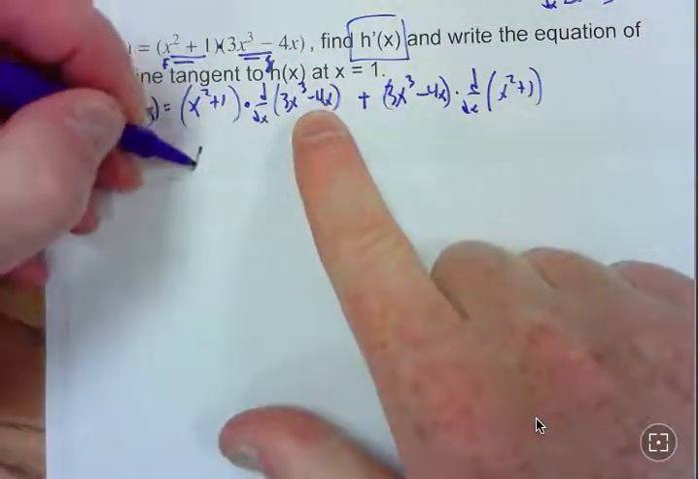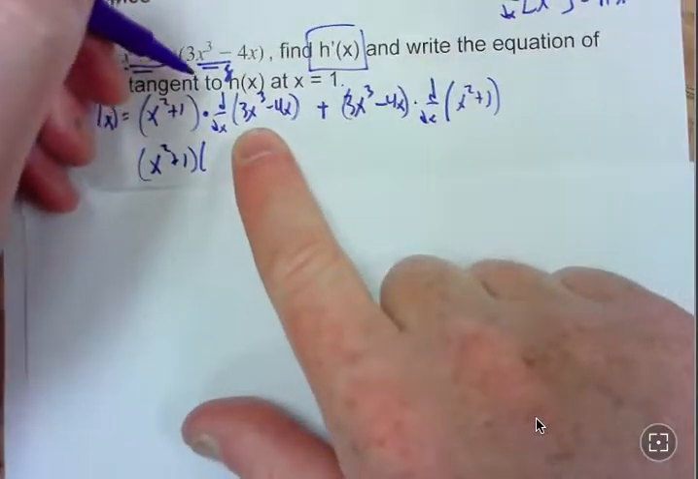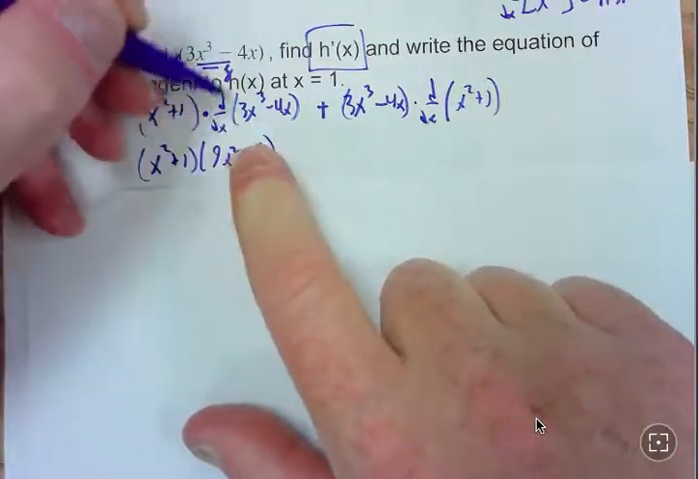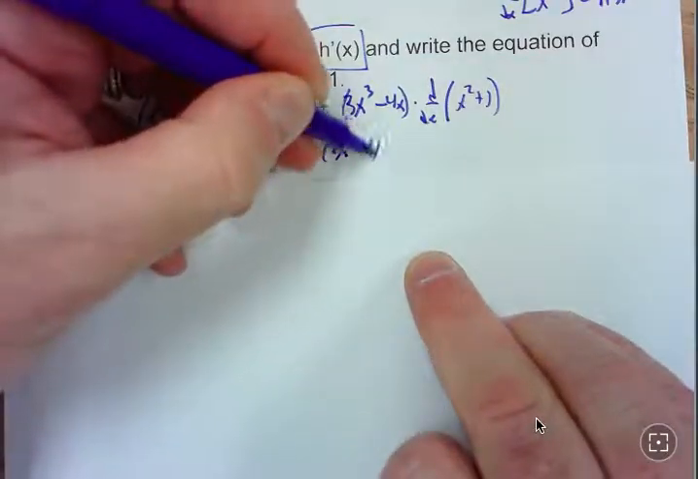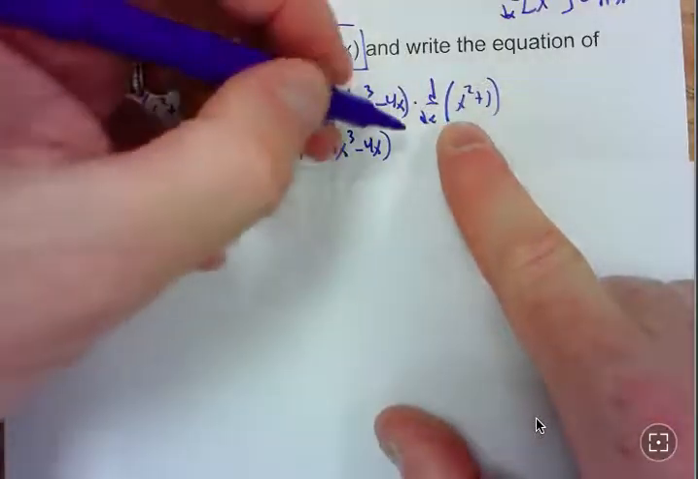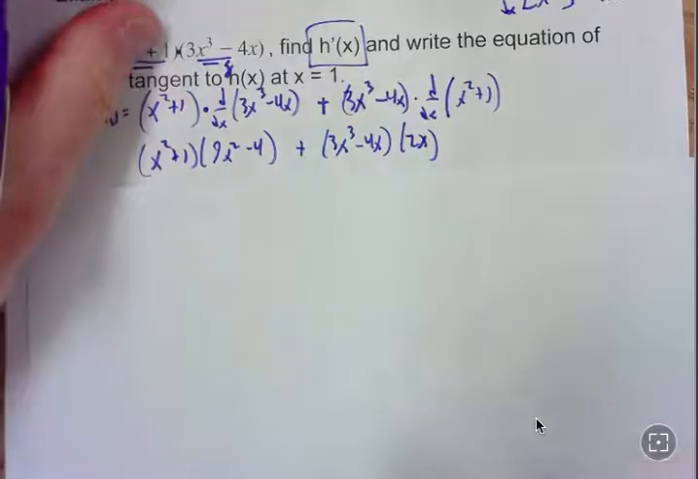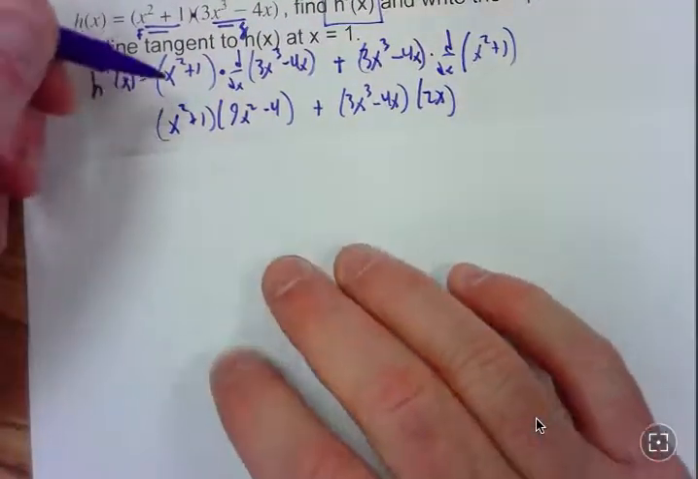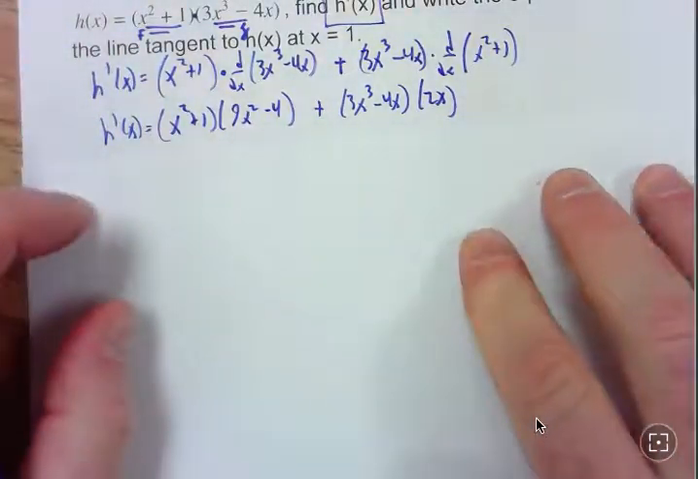We need to find these derivatives. So here's x squared plus 1 times, okay, what's the derivative of 3x cubed minus 4x? Well, that'd be 9x squared minus 4, plus 3x cubed minus 4x times the derivative of x squared plus 1, which is just 2x. The derivative of 1 is 0. And now we got it. Now, I could clean this up a little more, I guess, but I'm just going to leave it like this for now.